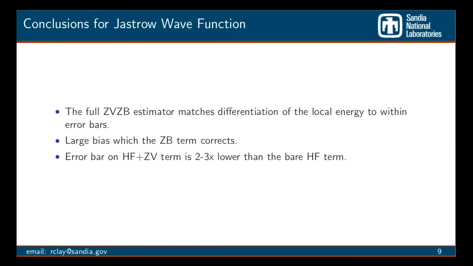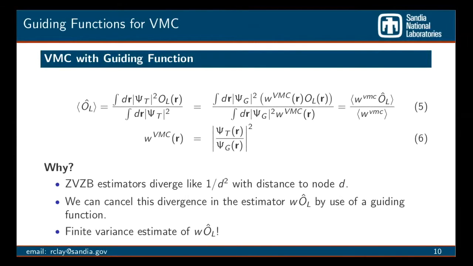And there are terms that are actually important. For instance, if we did not include the zero bias term, we would be off by 1, 2, 3 millihartrees per Bohr in this test case. Cool. So why did I test a nodeless wave function?